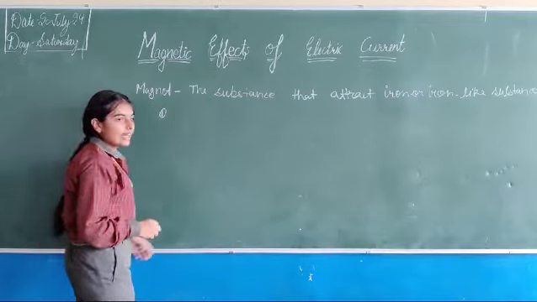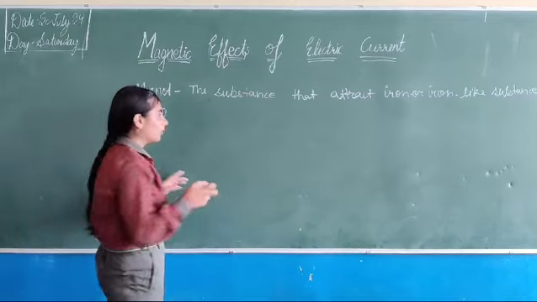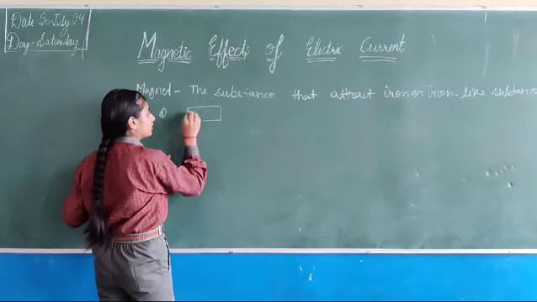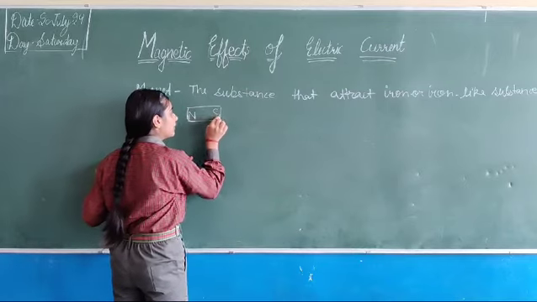So there are some properties of a magnet. The first one is that each kind of magnet has two poles. Like this is a magnet and it has two poles. The first one is the north pole and the second one is the south pole.